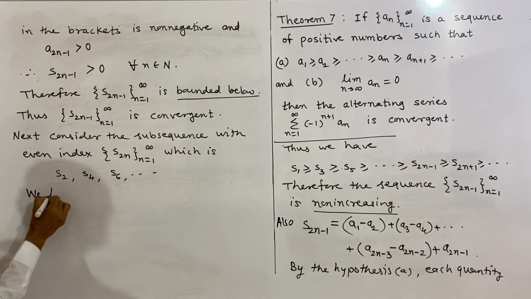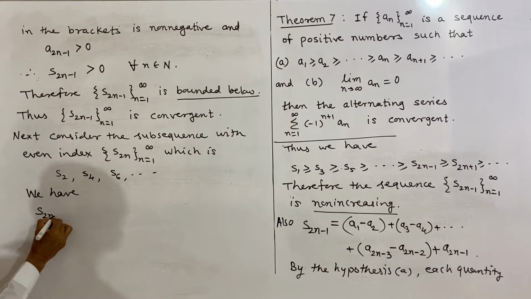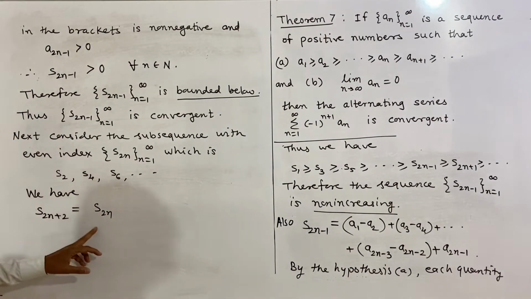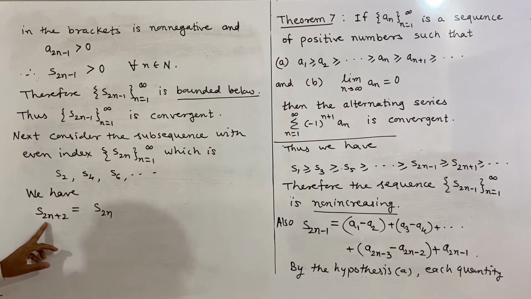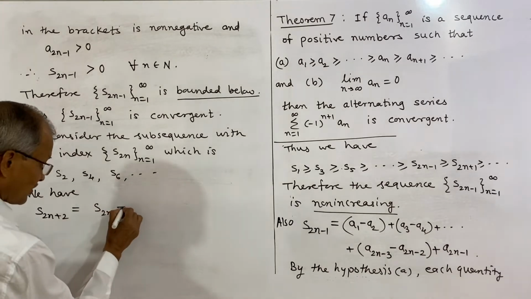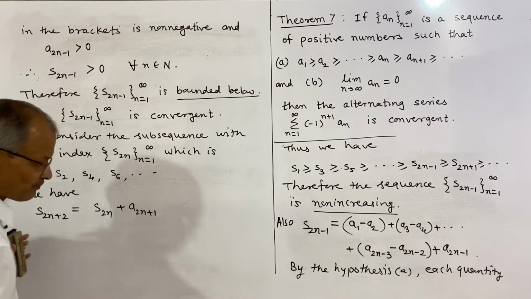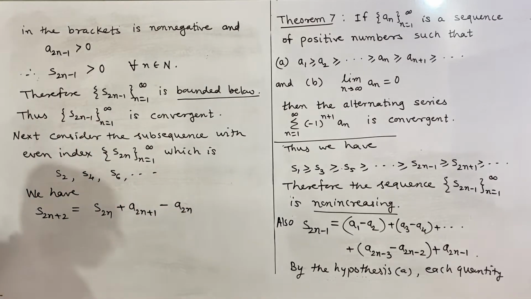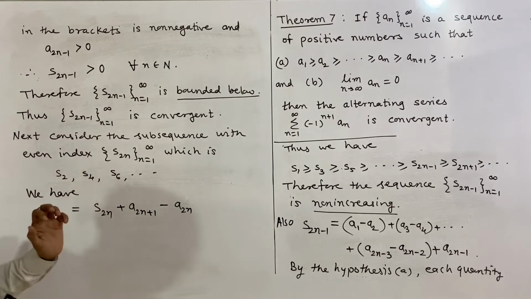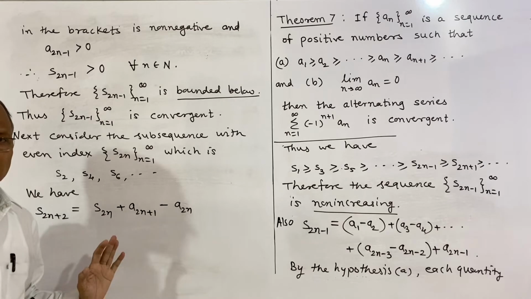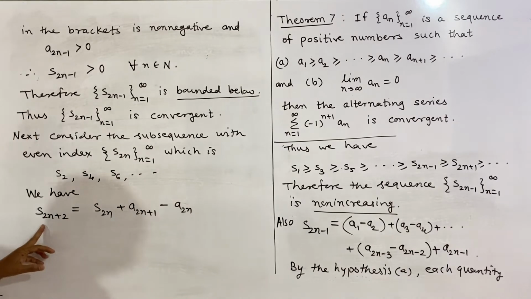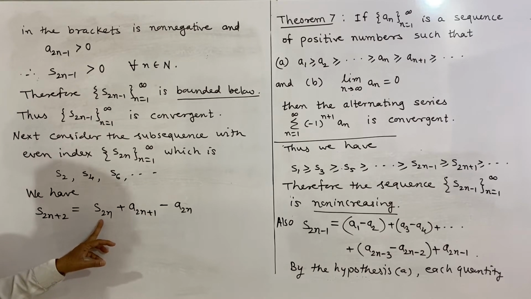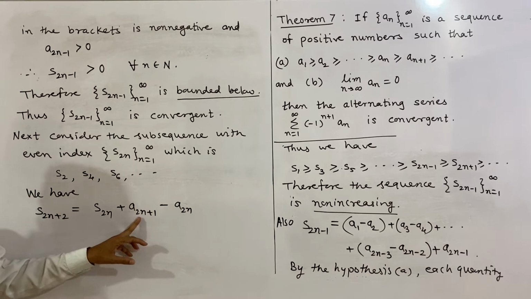So we have S2n plus 2 term, and that will be S2n, the sum of the first 2n terms, and the next term, 2n plus 1, that term is positive, A2n plus 1, and the next term will be A2n plus 2, that is even index, and that is negative. We have seen in the series the odd index terms are positive, even index terms are negative, and therefore the sum of the first 2n plus 2 terms is written as S2n, the sum of 2n terms, and then the 2n plus 1th term and the 2n plus 2th term.